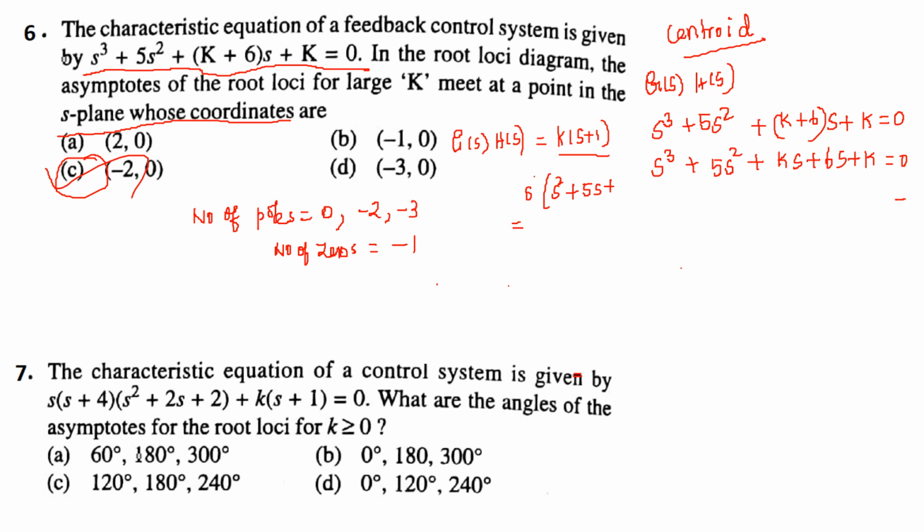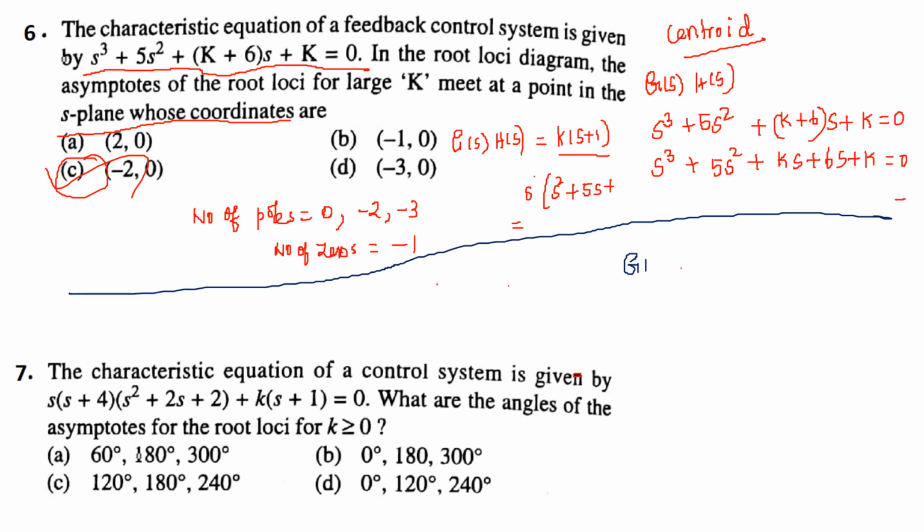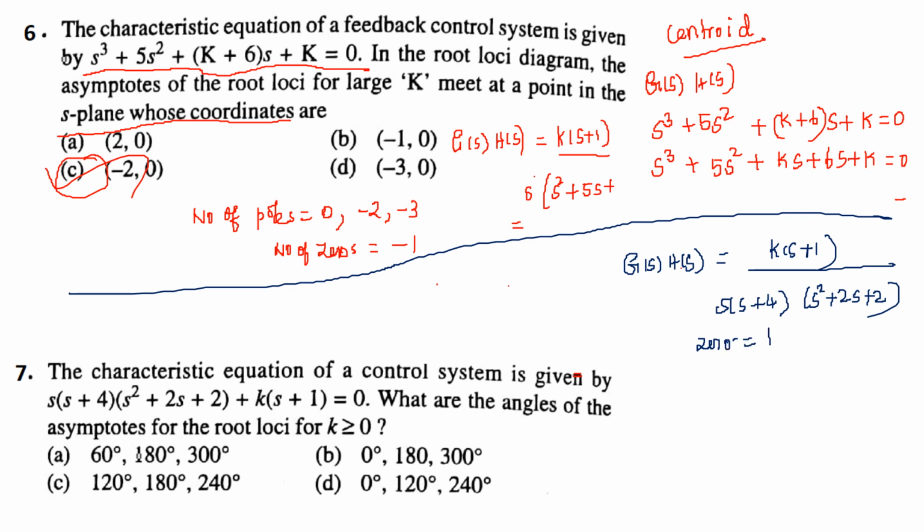Now we are going to find out the open loop transfer function. So the open loop transfer function G(s)H(s) equals K(s+1) divided by s(s+4)(s square plus 2s plus 2). Here how many zeros? Zeros are 1. How many poles? Poles are 0, minus 4. Here we get 2 imaginary poles, so 2 more poles. The total number of poles are 1, 2, 3, 4. That is 4 poles.